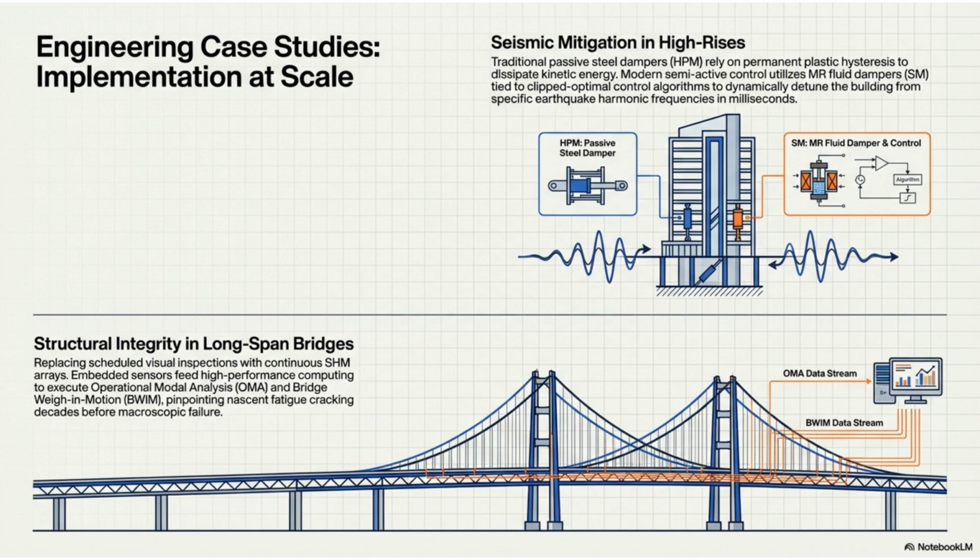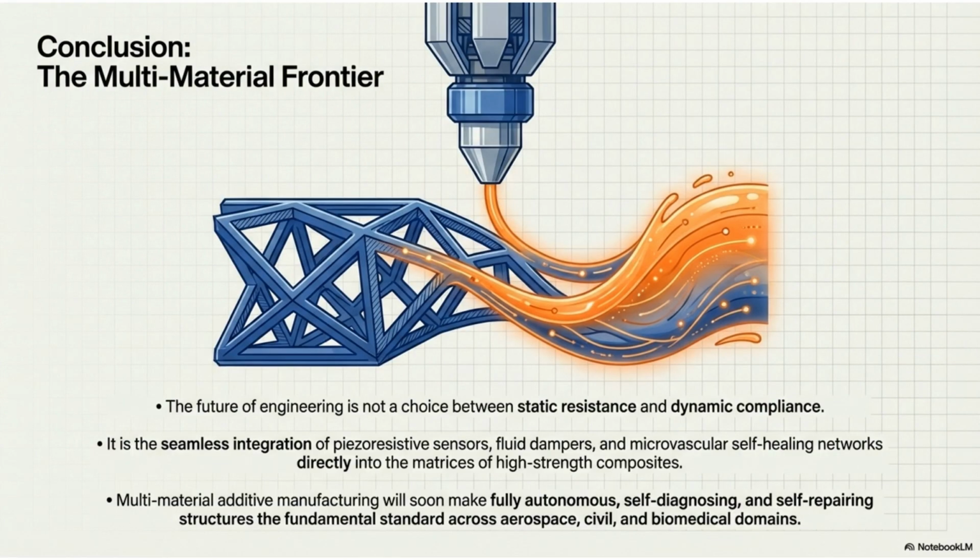In engineering case studies, modern high-rise seismic mitigation uses smart MR fluid dampers with semi-active control to dynamically detune the building. For long-span bridges, continuous SHM via embedded sensors executes operational modal analysis, pinpointing fatigue cracking decades before failure. The future of engineering lies in the multi-material frontier, the seamless integration of high-strength composites with smart components like sensors, fluid dampers, and self-healing networks. This will make fully autonomous, self-diagnosing, and self-repairing structures the standard.